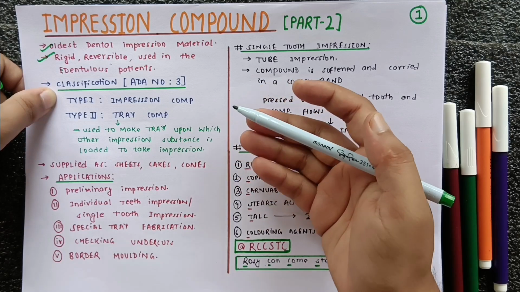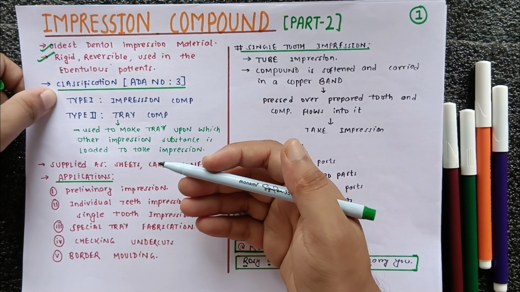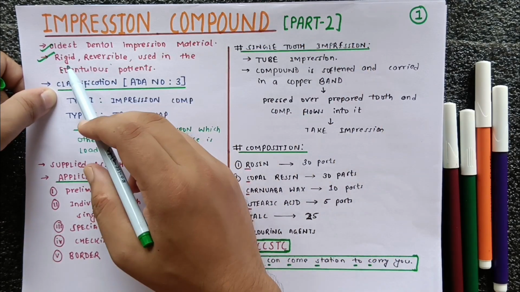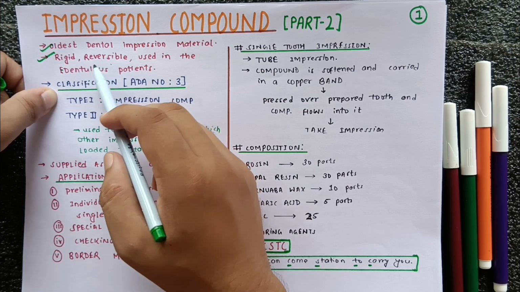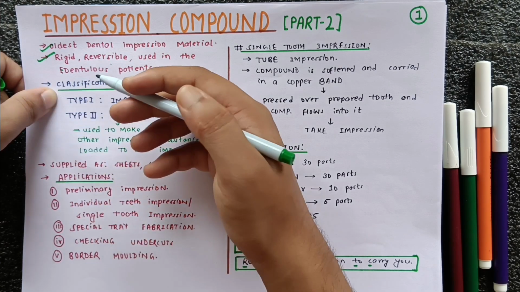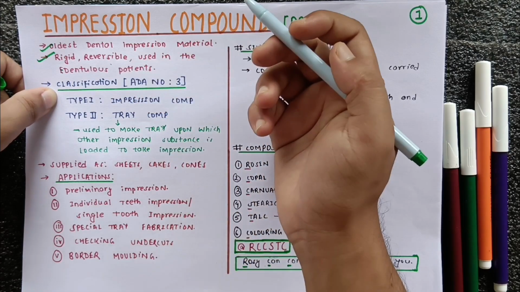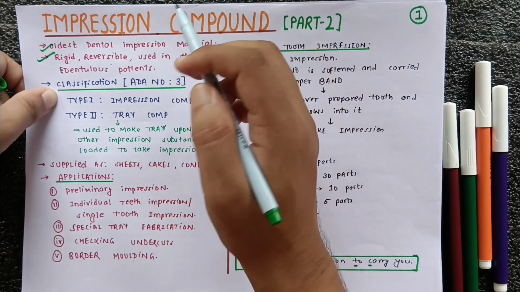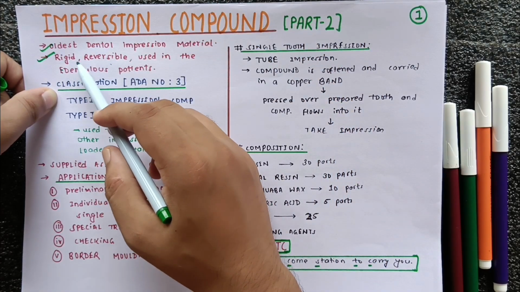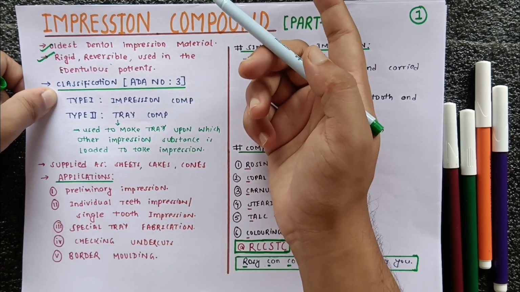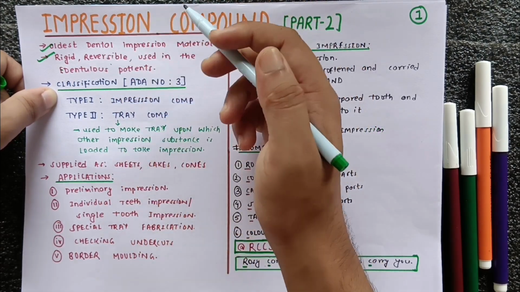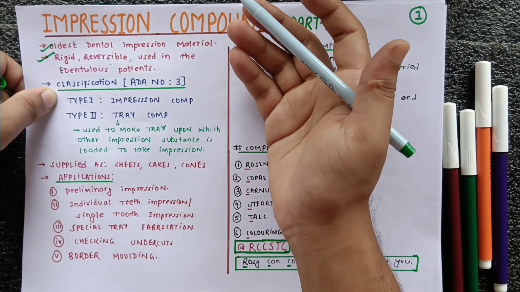As I told in my previous video, this impression compound is a rigid material, and it is reversible, meaning we can use it many times, but alginate we can't use many times. As it is rigid, we can use this in an edentulous patient but not in a dentulous patient, because of the presence of undercuts in a dentulous patient.